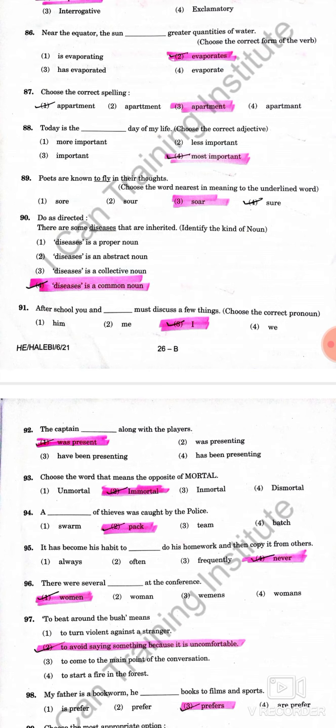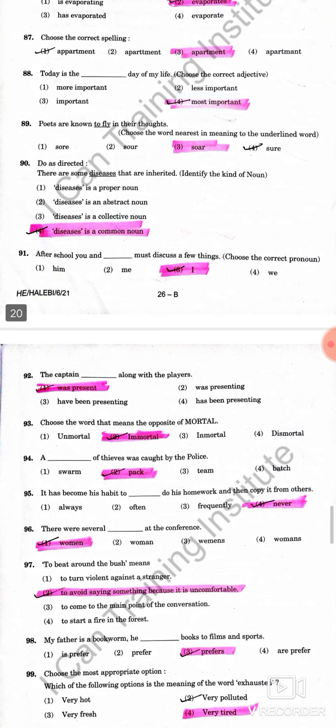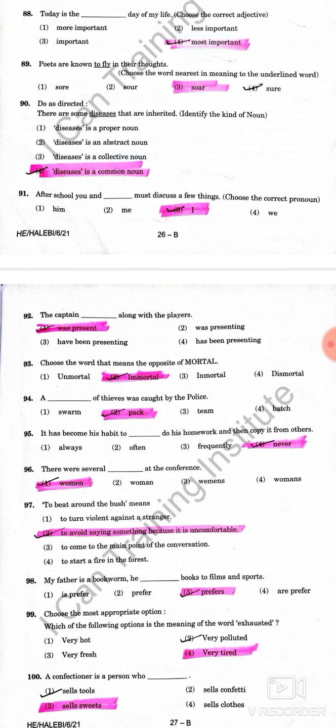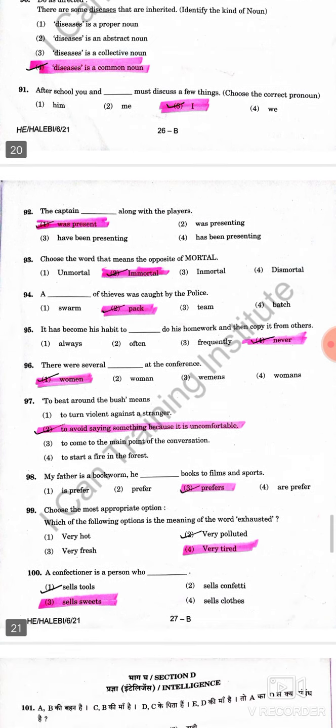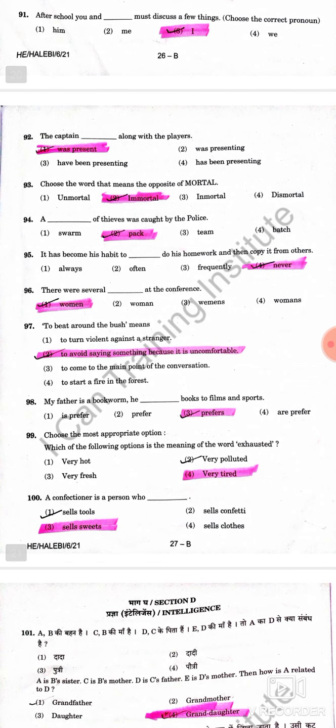Question number 89. Poets are known to fly in their thoughts, and the answer is option number 3. Question number 90. Do as directed. There are some diseases that are inherited. Identify the kind of noun, and the answer is option number 4. Question number 91. After school you and must discuss a few things, and the answer is option number 3. Question number 92. The captain along with the players, and the answer is option number 1. Question number 93. Choose the word that means the opposite of mortal, and the answer is option number 2.